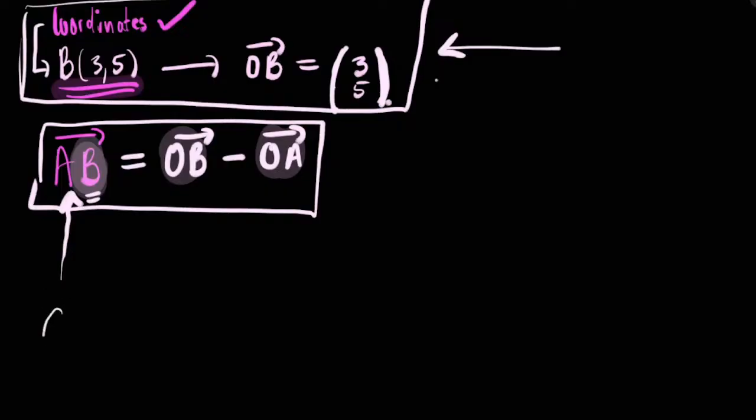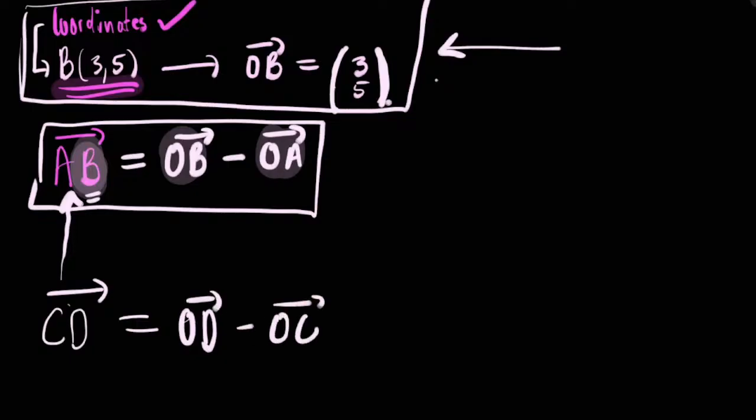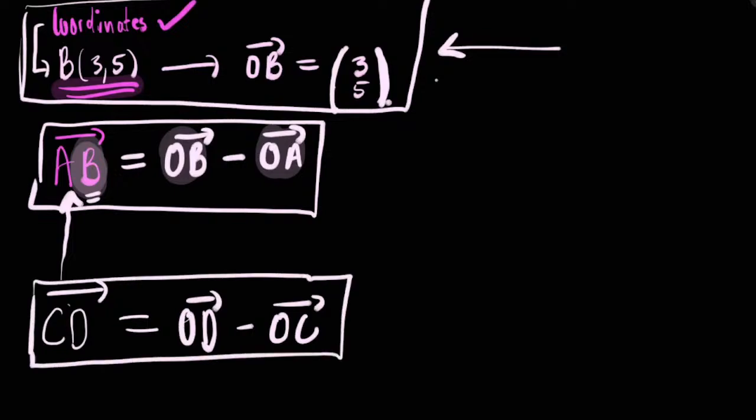What if they give us CD, sir? If they give us CD, how do we write it in terms of position vectors? I said start with the second one, D, so it will be OD. Then minus the first one, C, so it will be OD minus OC. That is how you will have it. Do you understand? Can you see what I'm doing?